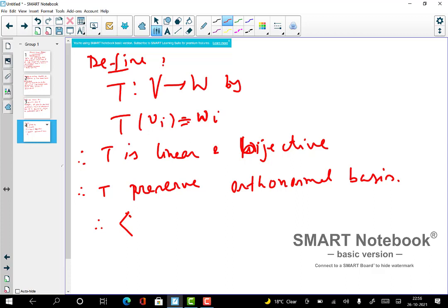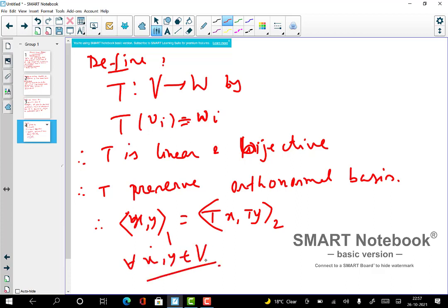That means if we choose some x, y belonging to V, and you see that their images Tx, Ty, they will be the same, I mean with respect to the inner products in V and W, right? So for all x, y belonging to V, T preserves that thing. So what does that mean? That means T is a linear map which is bijective and which also preserves the inner product, because if something sends an orthogonal basis to another orthogonal basis, they necessarily preserve this thing, right?